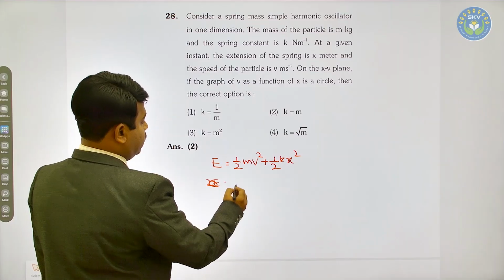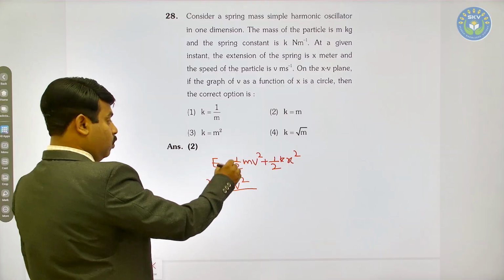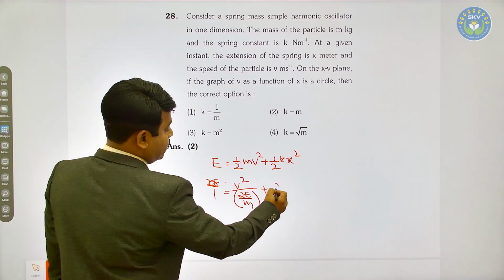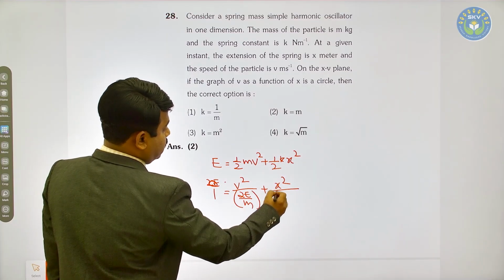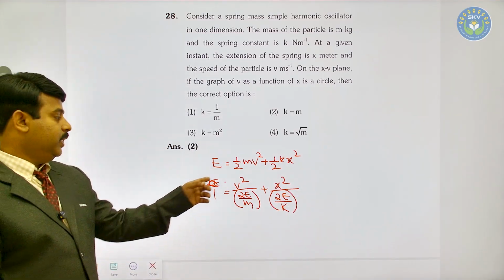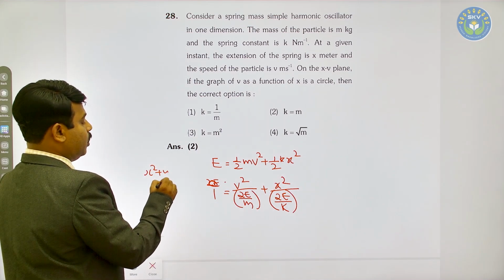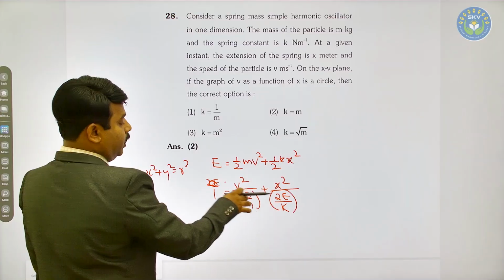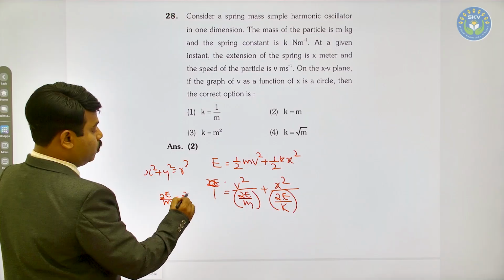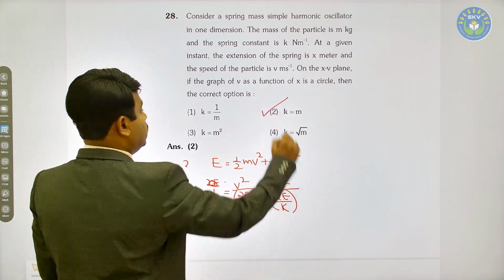So I can write this as v² divided by 2E/m, right? Plus x² divided by 2E/k. Now if the vx graph is a circle, it means this should be like x² plus y² equals r² only. So this should be equal to this, that is 2E/m must be equal to 2E/k, this cancels, then m is equal to k. Then option 2 is correct, right?